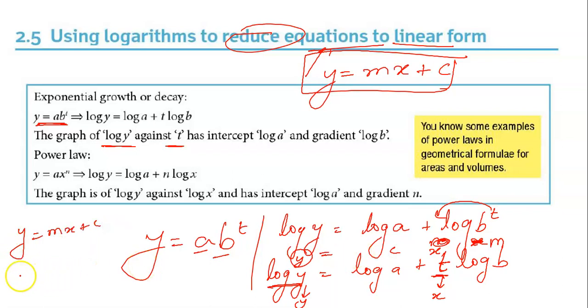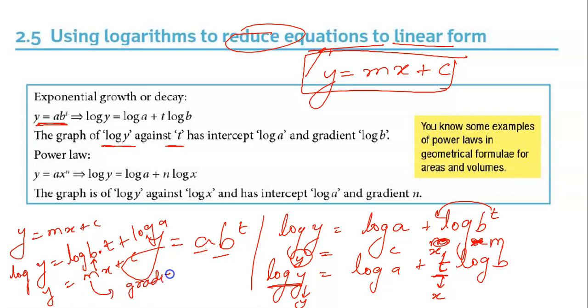Shall we arrange that? Log of y equals to log b into t plus log a, means y equals to mx plus c. So what is now this log b? Log b is our gradient. And what is the intercept? This c becomes our intercept.